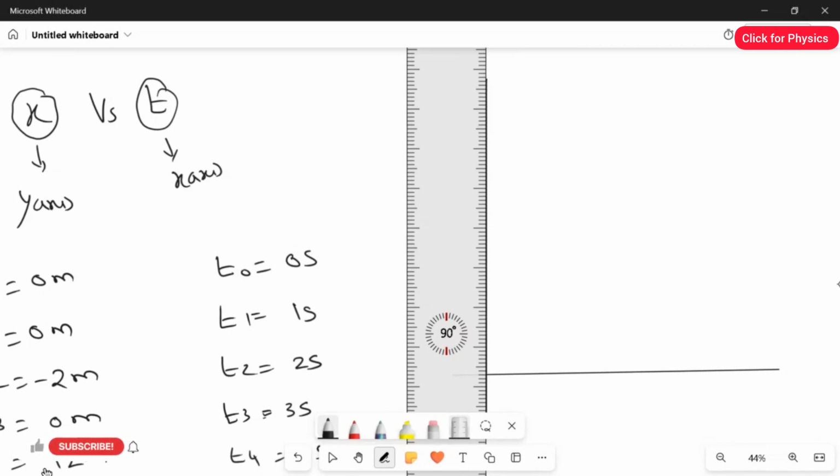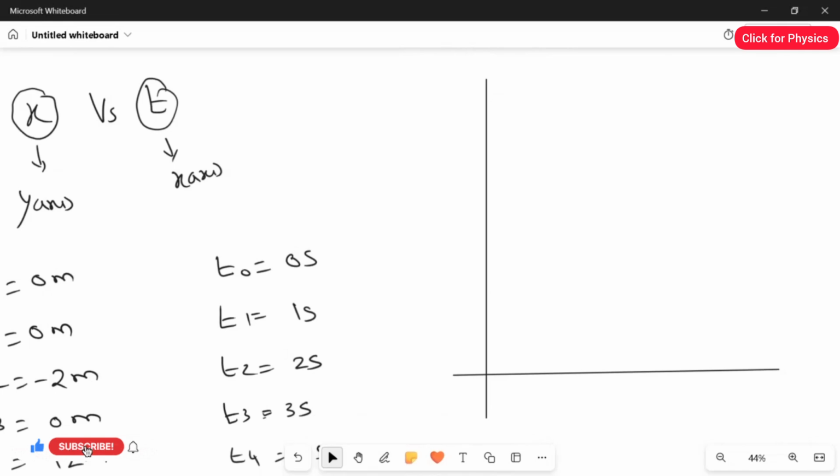So this is the line for the y-axis. Now I have to fix the point. So let's rewrite what is in the y-axis. In the y-axis we are going to take the x value and its unit is meter, and in the x-axis we are going to take the time and its unit is second.